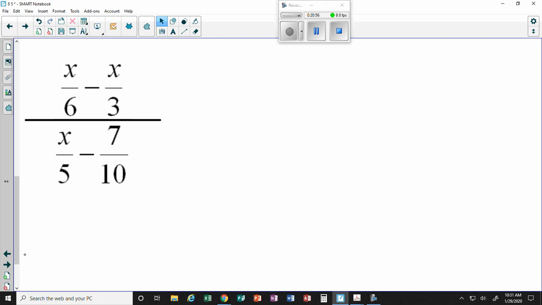Okay, so what is the least common denominator? What number do all of those go into? Smallest one. Yeah, 30. Easier if you do the smallest one. Least common denominator, the least common one. So 30. Does 6 go into 30? Yeah. Does 3 go into 30? Yeah. 5? Yeah. 10? Yeah. So they all go into 30. So what I'm going to do is multiply everything by 30.